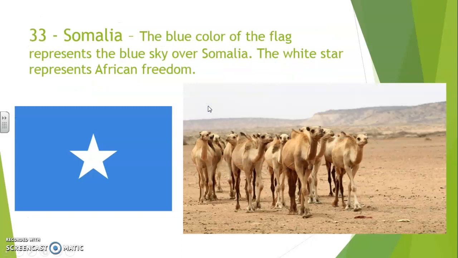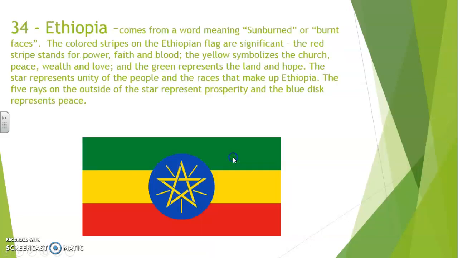desert. 33 was Somalia. It's a country with Eritrea and Ethiopia that make up the Horn of Africa. We'll talk about more of that later. Again, not very good land. You see camels. Ethiopia, this is the country we'll be talking about this time. Comes from the word meaning sunburned or burnt faces. And again, the colors there symbolizing different things, all the way down to that blue disc in the center of the flag here that represents peace.